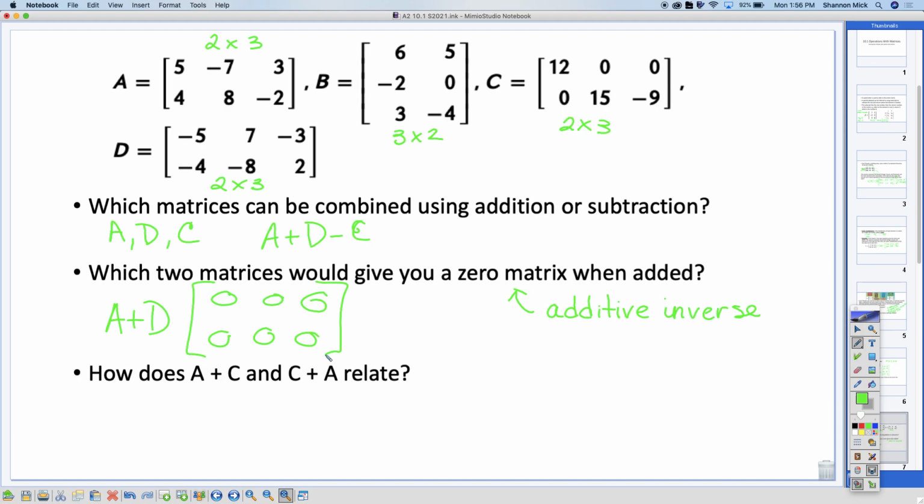Now, would that work if I did A minus D? No, that wouldn't work. It's called an additive inverse for a reason. How does A plus C and C plus A relate? Are they going to be the same answer? Yes, they're going to be equal. We saw that in the last one. We didn't even need to do it.